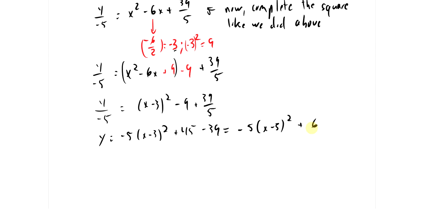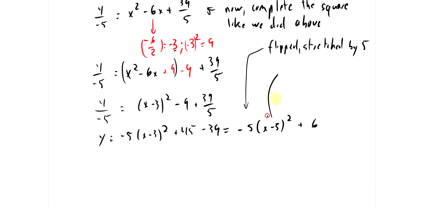Awesome. There's our vertex form. What does our vertex form tell us? Well, the minus 5 says it's flipped and stretched by 5, right? The minus sign tells us it's flipped. 5 tells us it's stretched by 5. The minus 5 here tells me that it's been moved right 5 units. And the plus 6, up 6 units.